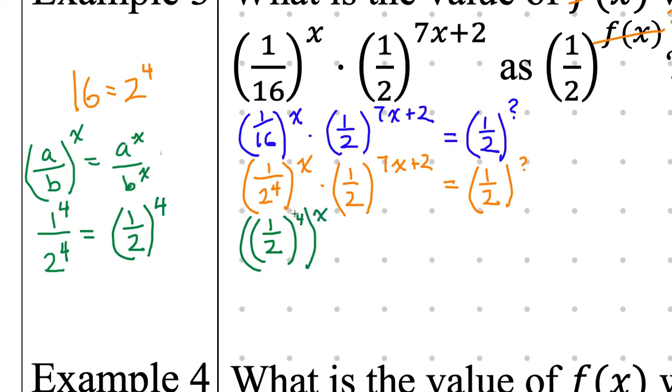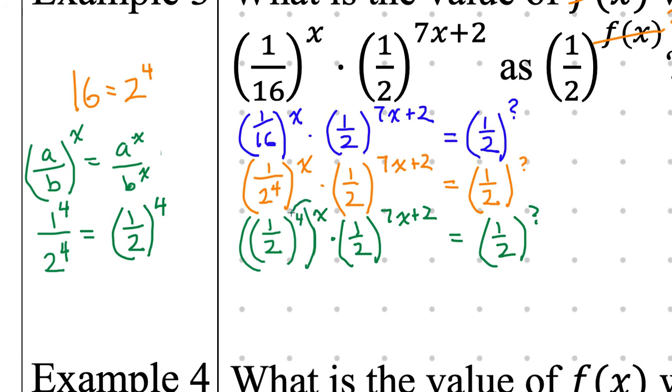Because this main parentheses right here is still this parenthesis right here. That means everything inside the parentheses is the same. 1 over 2 to the power of 4 is still 1 over 2 to the power of 4. I said it the same way, but it is a little bit different in the mathematics. And again, rewrite all of this stuff again. So this is still times 1/2 to the power of 7x plus 2 is equal to 1/2 to the power of question mark. Okay, I'm really, really close now.